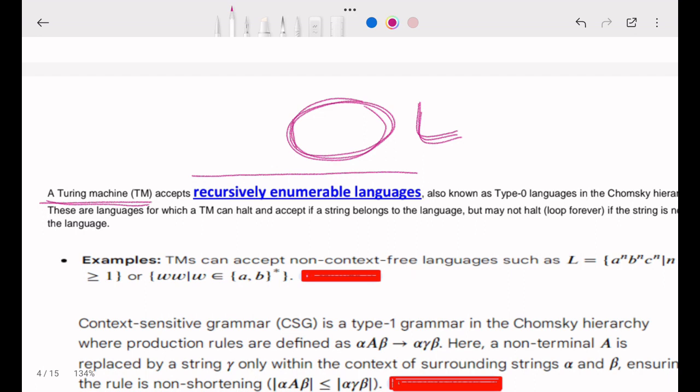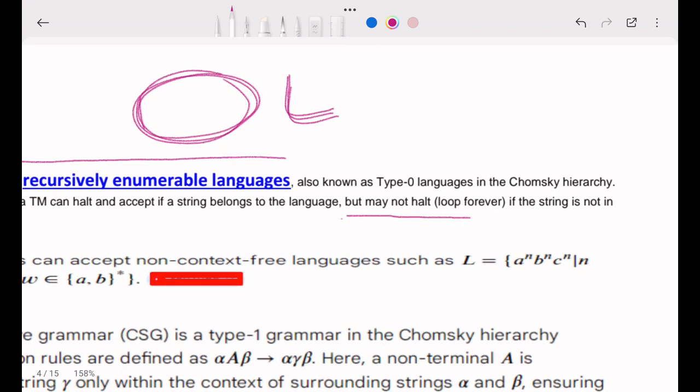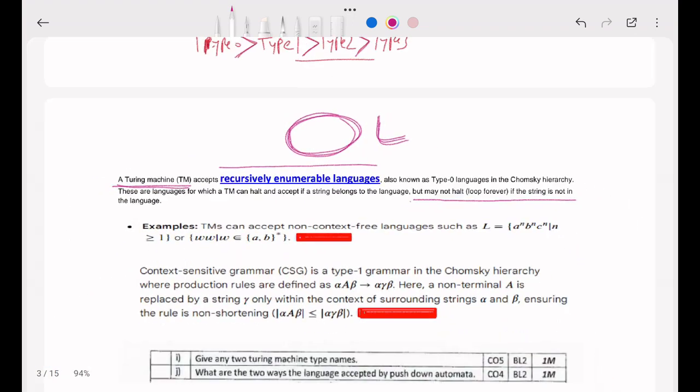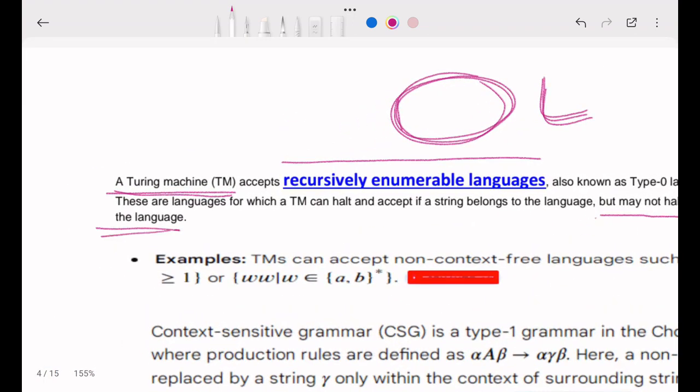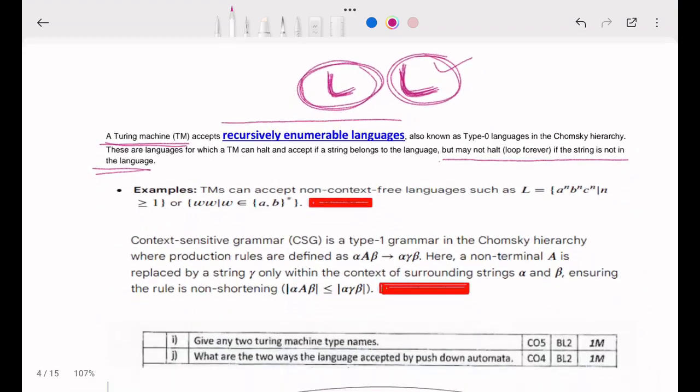Such a type of language is a recursive enumerable language, meaning the machine may not halt, or may loop forever, if the string is not in the language. For the outsider, maybe it will halt, but for the insider, this is the part of my language; this is the rejected part, this is not part of my language. So for this, maybe it will halt, maybe it will not halt. That is the recursive enumerable language.